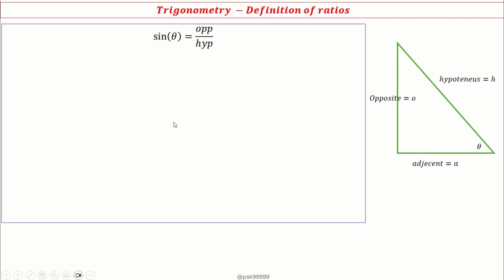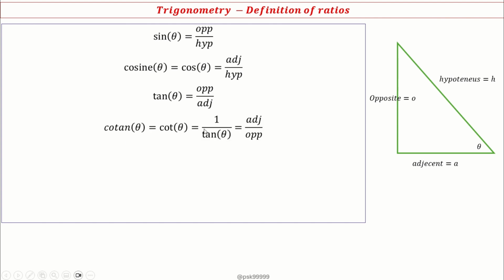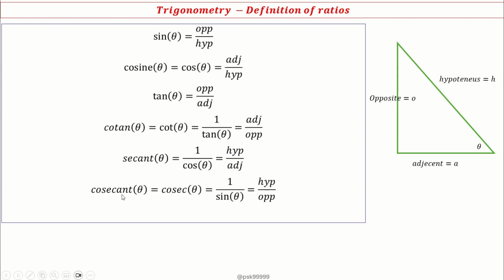The definitions are: sine theta is opposite by hypotenuse, cos theta is adjacent by hypotenuse, tan theta is opposite by adjacent. Cot theta is 1 by tan theta, which is adjacent by opposite. Sec theta is 1 by cos theta, which is hypotenuse by adjacent. Cosec theta is 1 by sin theta, which is hypotenuse by opposite. These are the basic definitions. Out of these, the top three are the main definitions; the others are just reciprocals. So these are the three definitions.